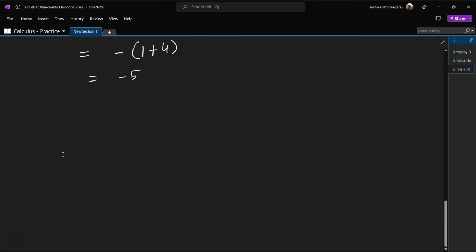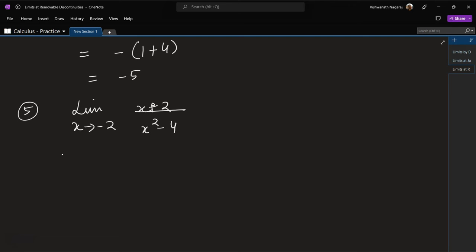Okay. Now let's look at the fifth problem. Limit as x approaches minus 2 of (x plus 2) by (x square minus 4). Okay, again minus 2 square is 4, 4 minus 4 is 0. So we need to simplify this.